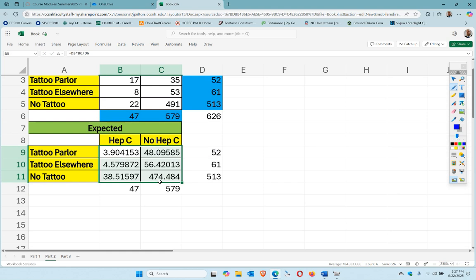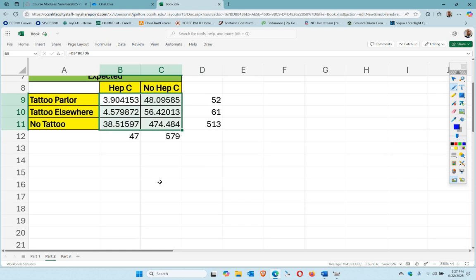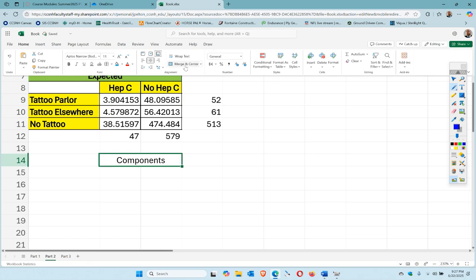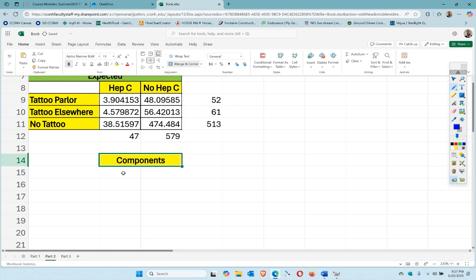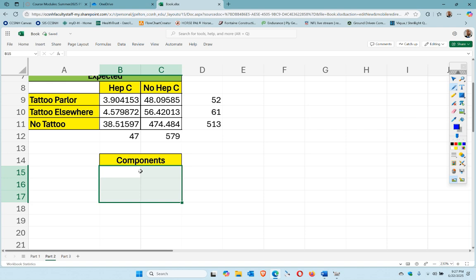I'm just going to put components. And we will link these two boxes together. Merge. Box it. And yellow. Bold. We want 6 of them, right? I'm just right-clicking to get that many. All right. So, components.